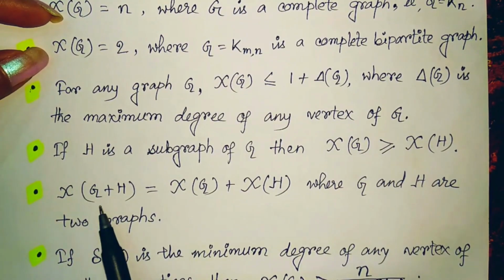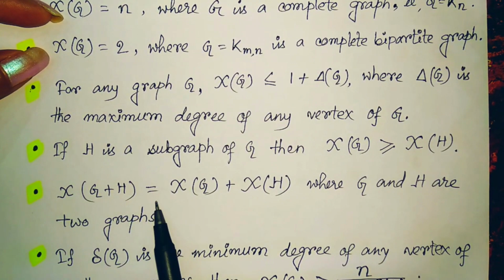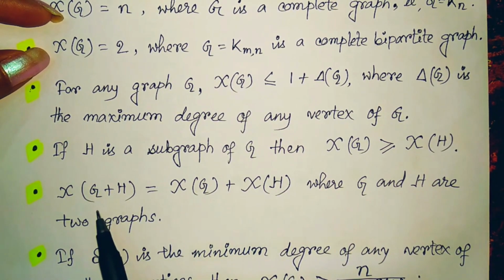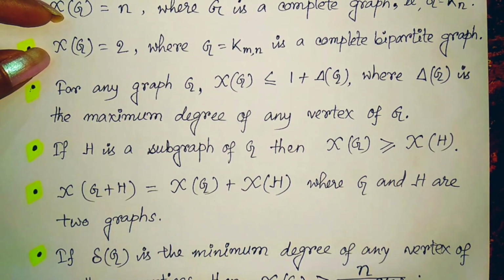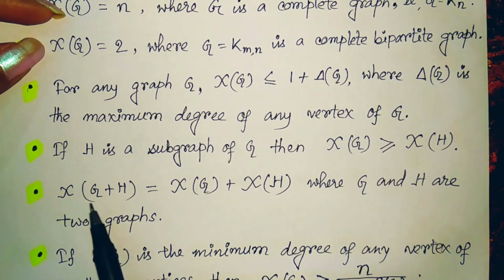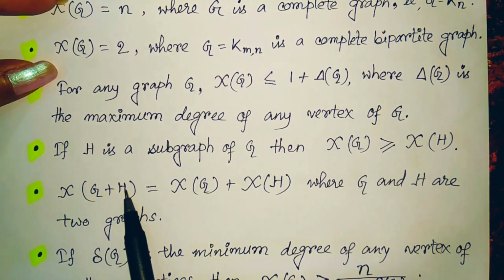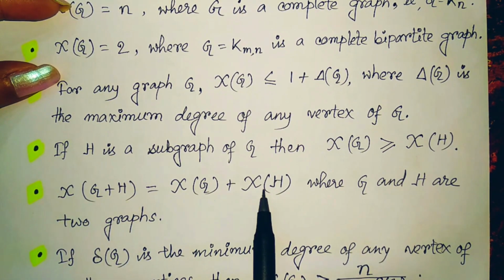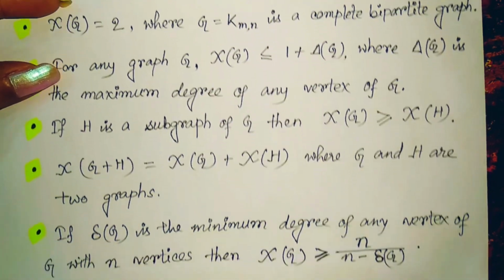Now the chromatic number of G plus H is equal to the chromatic number of G and the chromatic number of H. If two graphs G and H are there, and we add these two graphs, suppose these two are the components of a graph, then the chromatic number should be the maximum of all those.